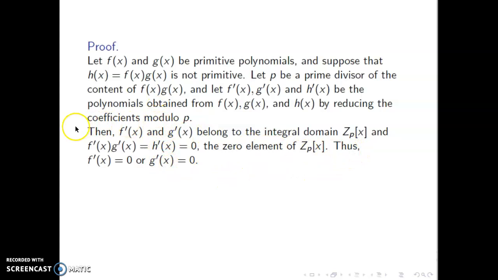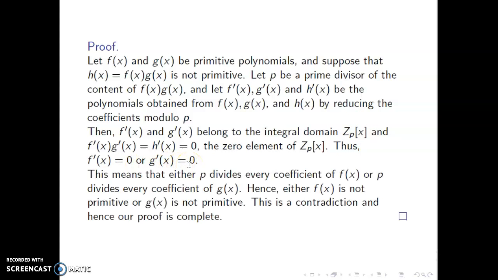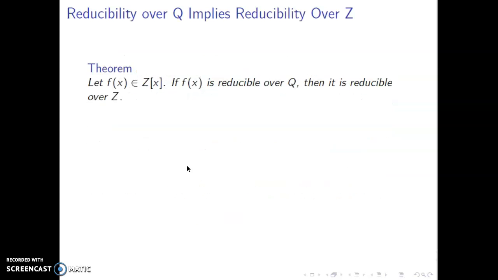Therefore, I know now that f'(x) and g'(x) belong to Zp[x], and Zp[x] is an integral domain. Therefore, f'(x) is equal to 0 or g'(x) is equal to 0. This means that either p divides every coefficient of f(x) or p divides every coefficient of g(x). Hence, either f(x) is not primitive or g(x) is not primitive. This is a contradiction, and hence our proof is complete.